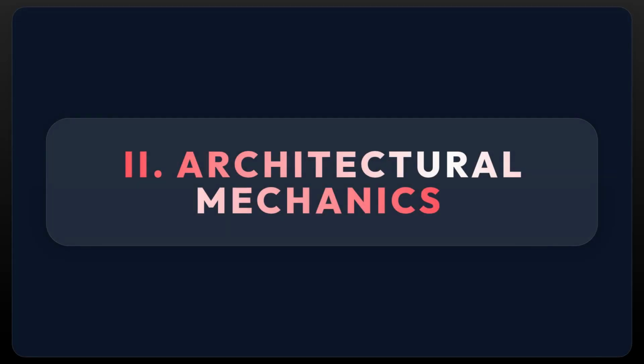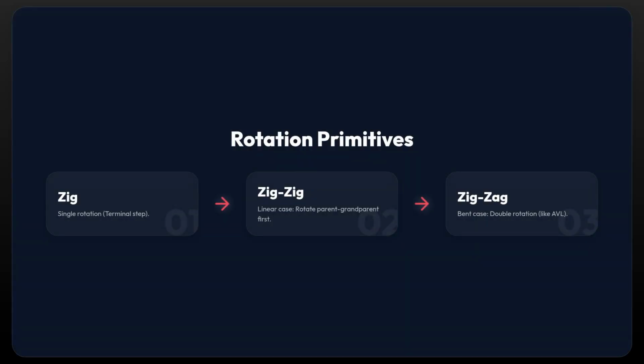Part 2. Architectural mechanics. How exactly does a splay tree move a node to the root without breaking the logarithmic time guarantee? A naive rotate-to-root strategy fails to balance the tree. Splaying uses three specific primitives. The zig is a simple parity fix. The zig-zag handles bent alignments, similar to AVL double rotations. But the critical innovation is the zig-zig step for linear chains. By rotating the parent with the grandparent first, we halve the depth of the access path, flattening the tree.